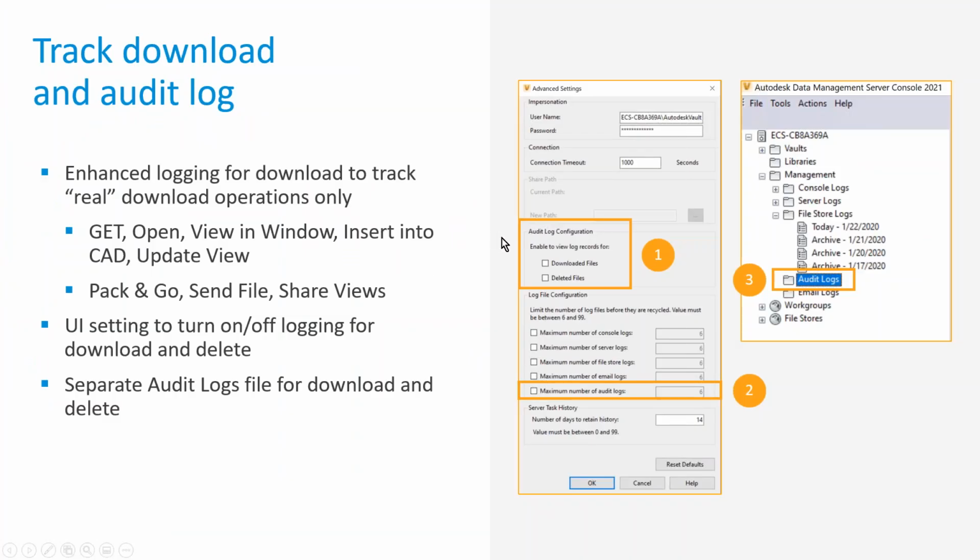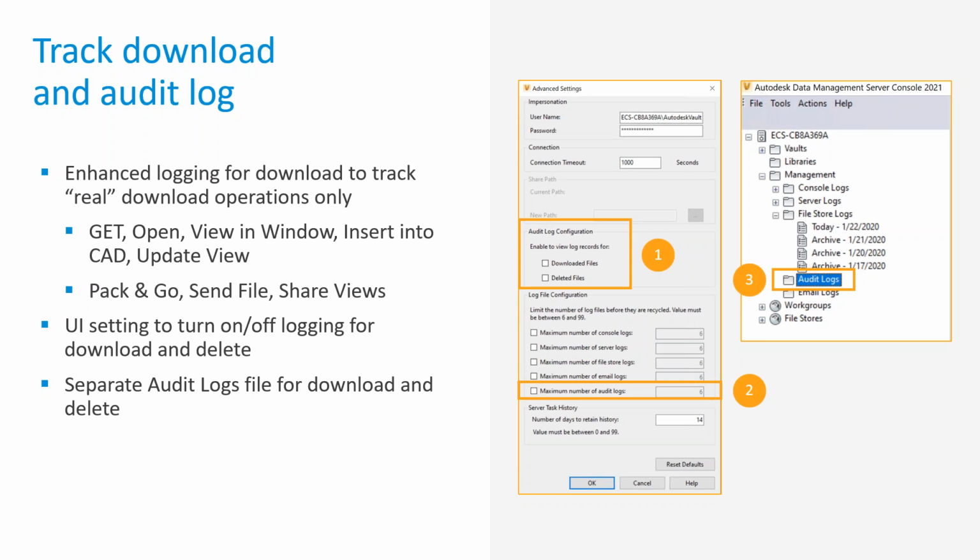And this applies, the download is not just when you do a get, right? It's get, open, view in window, insert into CAD. So basically anytime the Vault gives you that file, even update view, right?